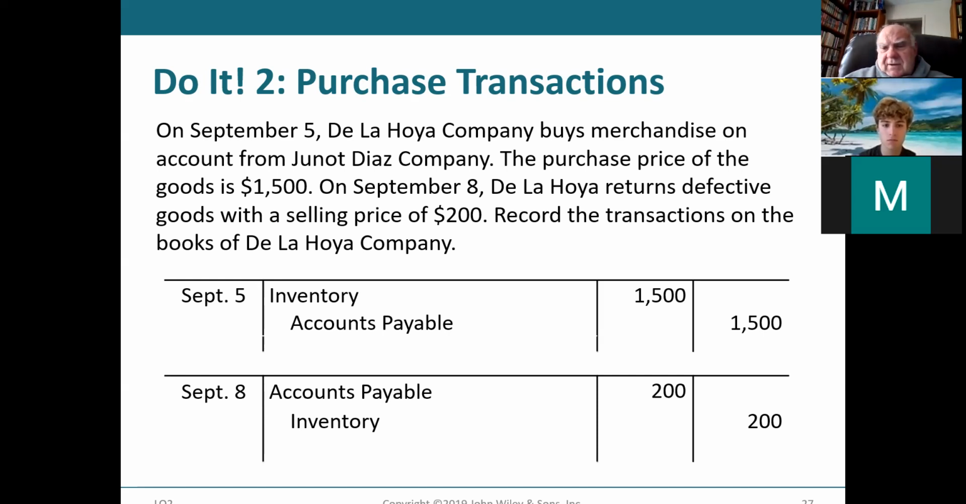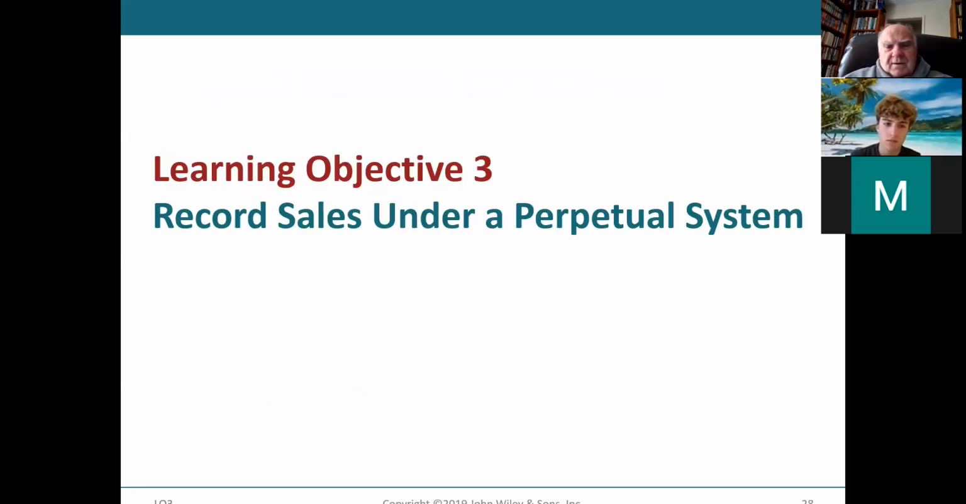Make a little bit of sense, Teddy? We're buying it, we debit inventory, we credit accounts payable, and now we're returning $200. So we don't owe them $1,500 anymore. We just owe them $1,300. So yeah, it makes sense. Debiting AP, crediting inventory.